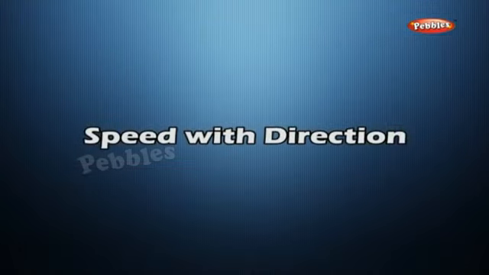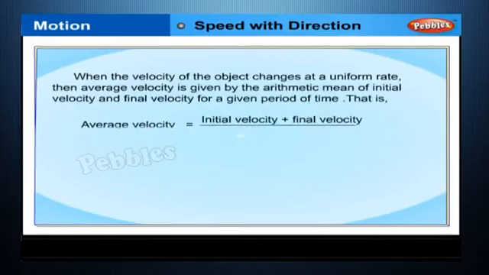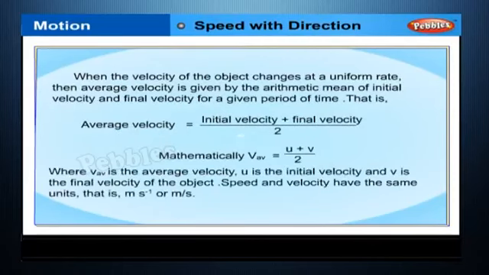Speed with direction. When the velocity of the object changes at a uniform rate, then average velocity is given by the arithmetic mean of initial velocity and final velocity for a given period of time. That is, average velocity is equal to initial velocity plus final velocity divided by 2.